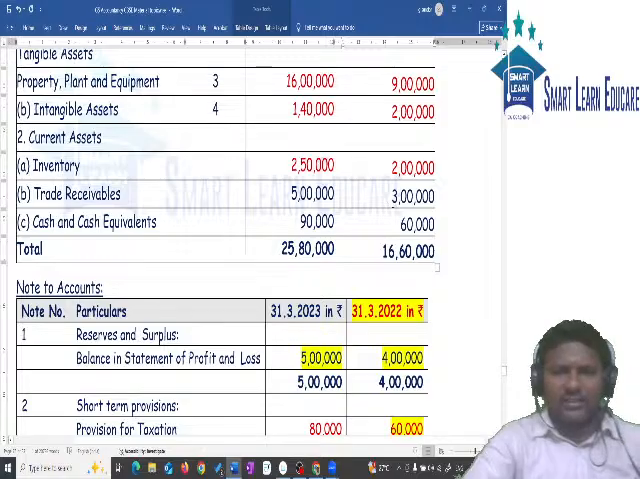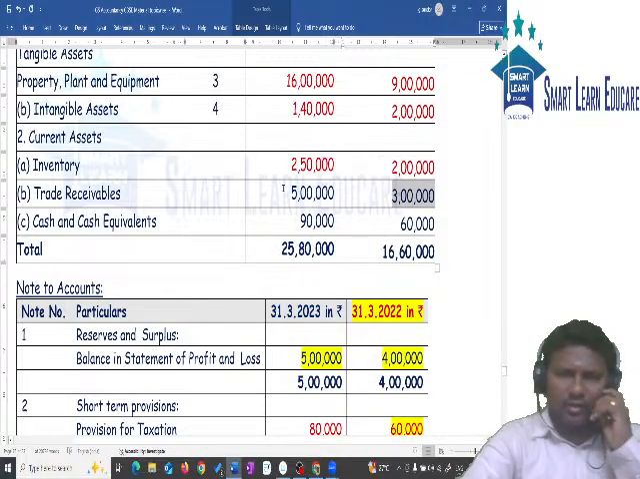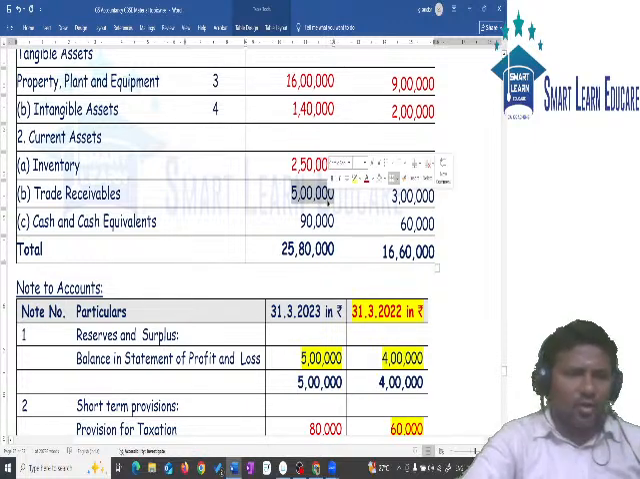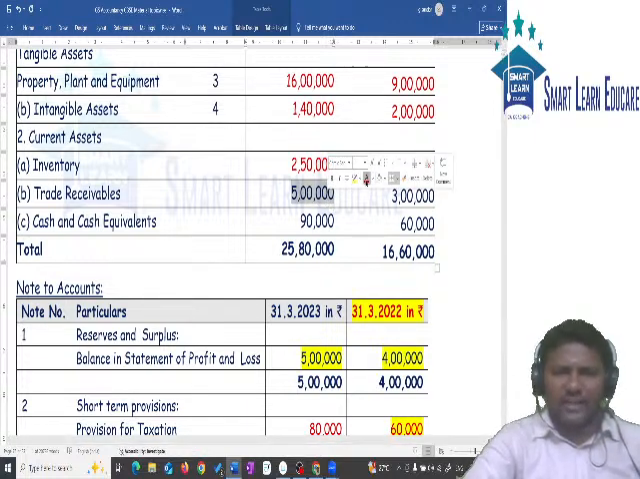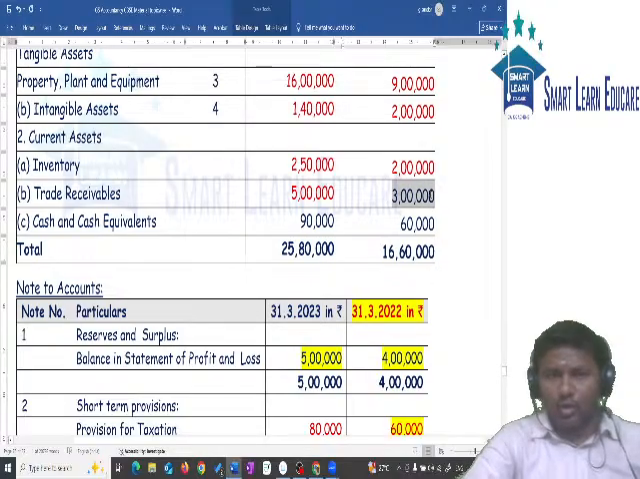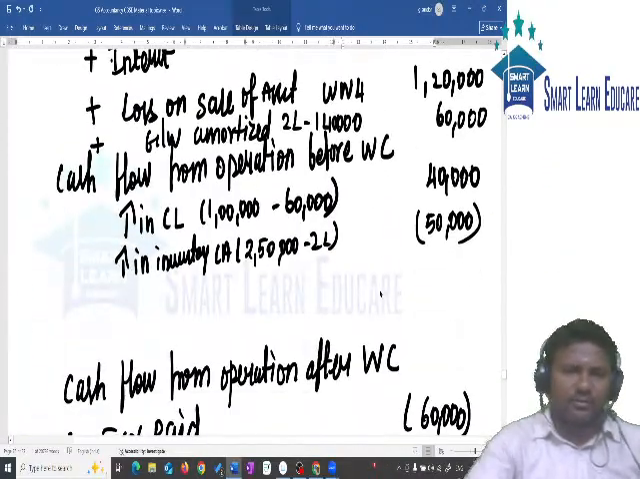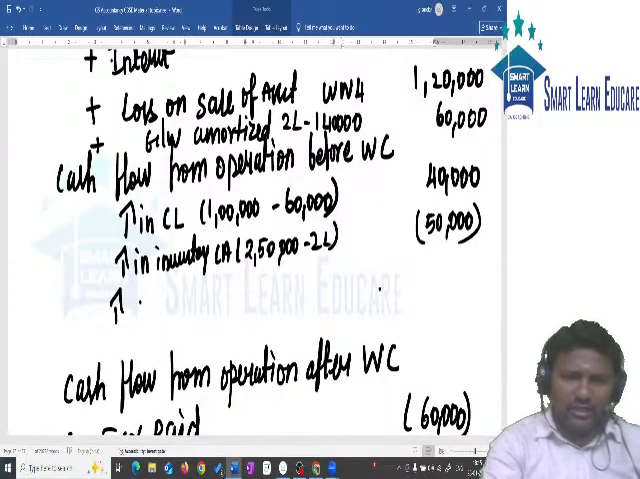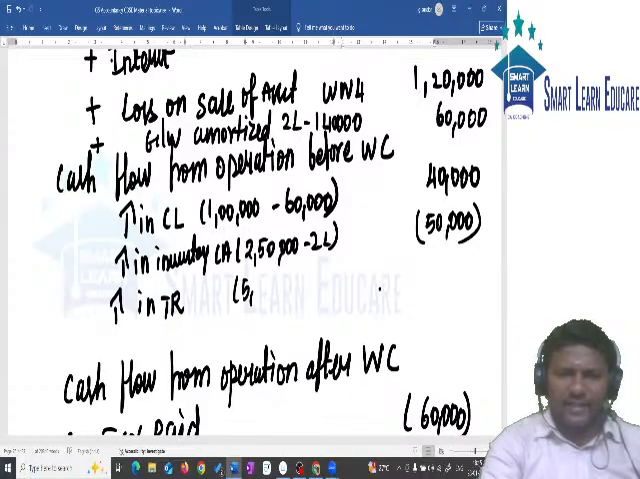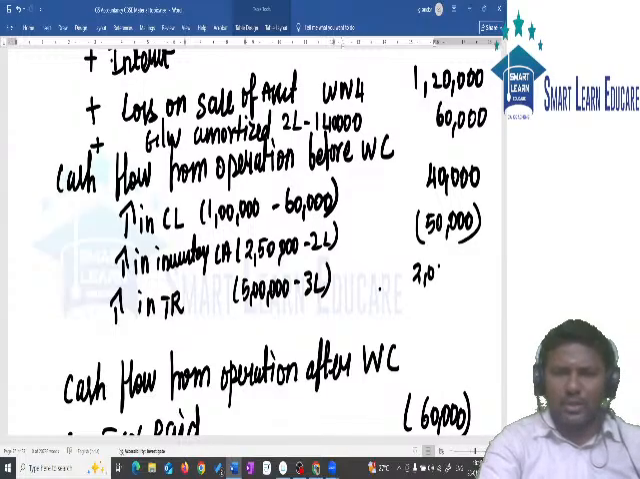Next, trade receivable, opening balance 3 lakh. Closing balance it is 5 lakh. Appa how much increase we have? 2 lakh increase we have. Appa increase in trade receivable, 5 lakh minus 3 lakh will give you 2 lakh. This 2 lakh is also outflow.